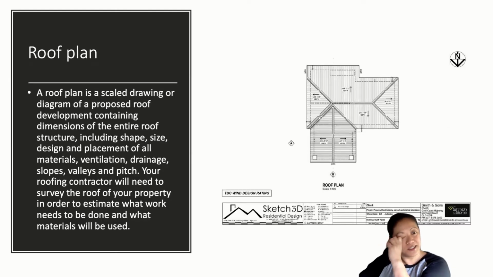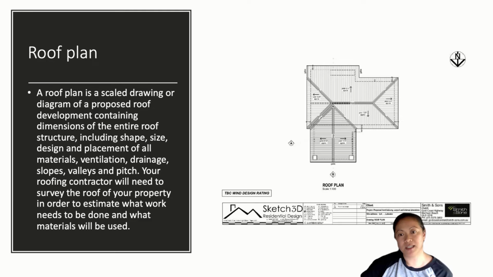Now, roof plans. This is super important because every roof has a different design. Now, there's standardized roof out there, and we have pretty much looked at different pitch, heights, and sizes. So with a roof plan, it's also a scaled-down drawing or diagram of a proposed roof development containing dimensions of the entire roof structure, including the shape, size, design, and placement of all materials, ventilation, drainage, slopes, valleys, and pitch. Your roofing contractor will need to survey the roof of your property in order to estimate what work needs to be done and what materials will be used.